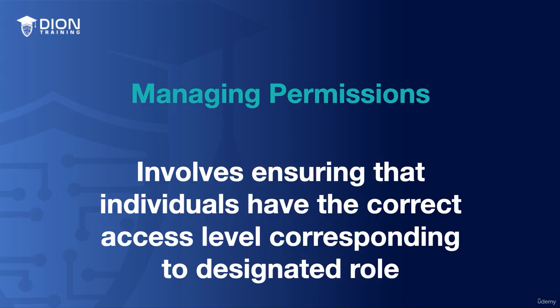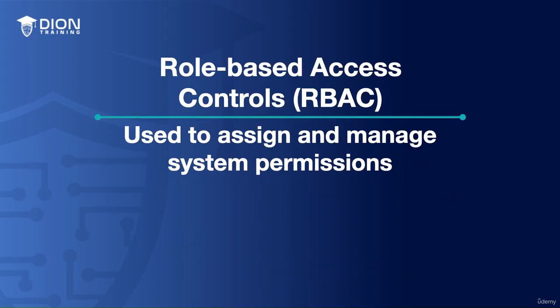Fourth, we have the automations for managing permissions. Managing permissions is about ensuring that individuals have the appropriate level of access to a system based on their assigned role. This is often done by using role-based access controls known as RBAC. Automating role-based access controls helps to assign and manage your system permissions consistently. Using this kind of automation, your system can grant rights based on a given role within your organization.